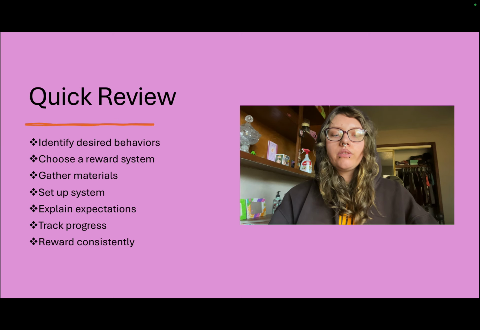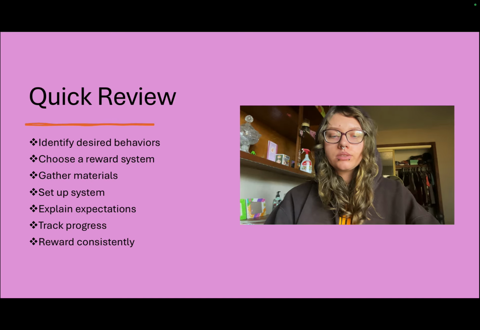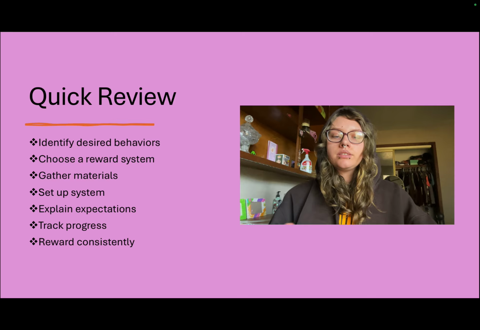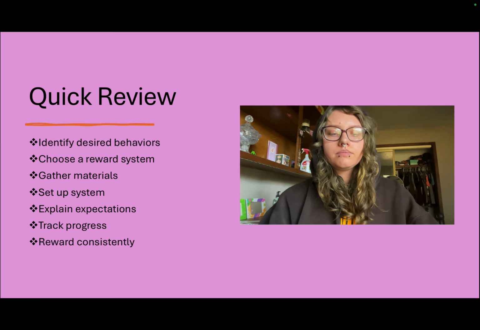Let's do a quick review of the process. First, identify behaviors that you want to encourage. Next, choose a reward system that best fits your classroom needs. Then, you gather the necessary materials, explain expectations clearly, track student progress, and reward students consistently. Following these steps can help create a successful classroom reward system that supports positive behavior and student engagement, regardless of your own personal preferences when it comes to types of rewards.